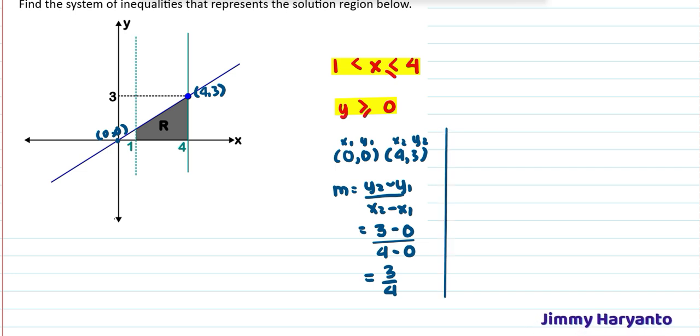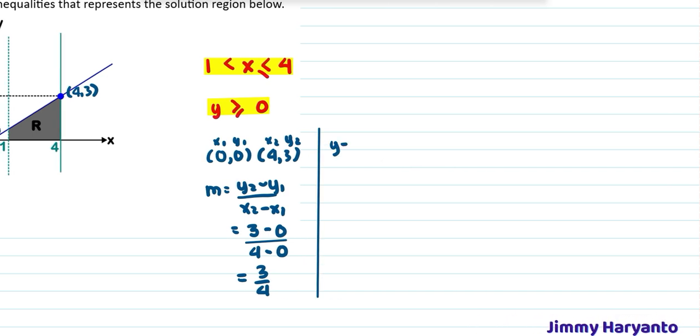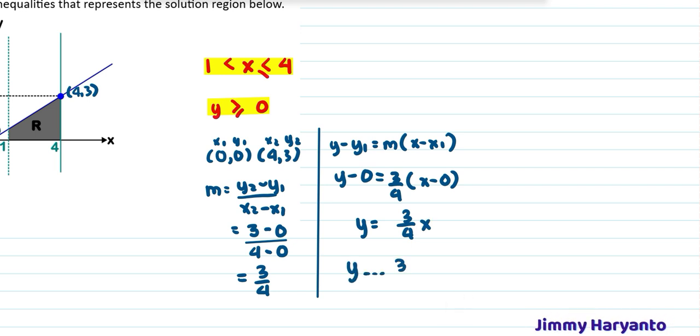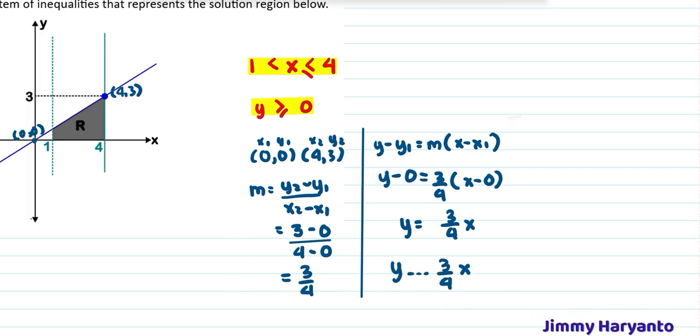After that, I have to use the formula y minus y1 equals m times x minus x1. y minus y1 is y minus 0, m is 3 over 4, x minus x1 is x minus 0. So you will only have y equals 3 over 4 x. And then we only have to determine the less than or greater than.